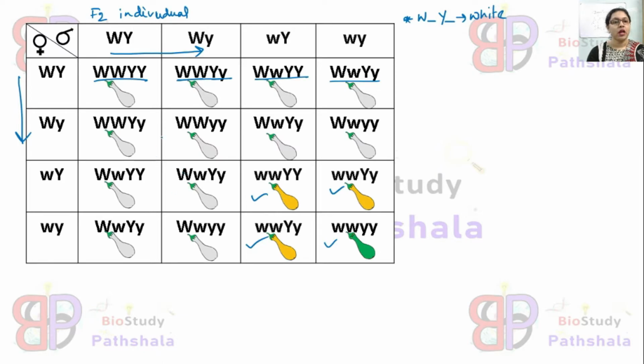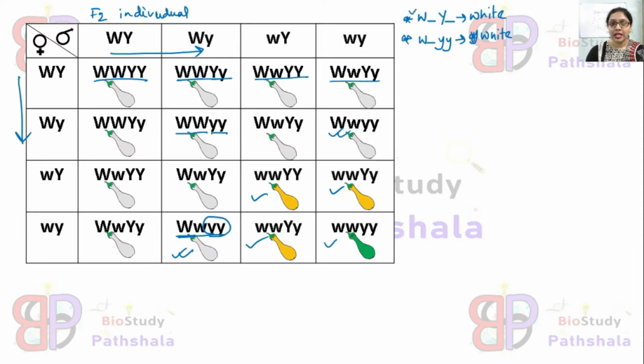Here you can see again that capital W, small y, that means the homozygous dominant condition or heterozygous condition of capital W, but homozygous recessive condition of small y, will produce the white coloration. You can see here again that is 1 capital W but homozygous recessive condition of Y. That means capital W, small y will produce the white coloration. Here you can see as well.